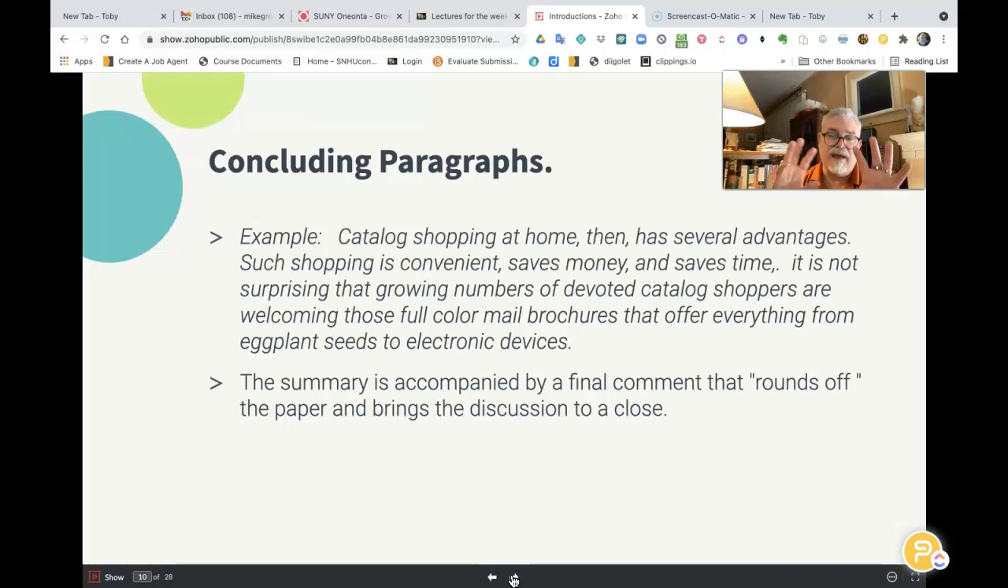The summary has that final comment that sort of rounds off the paper and brings the discussion to a conclusion. That's important because you don't want to add anything more. Once it's a conclusion, that means there's nothing that comes after, okay? It's like the end. And that's exactly what this is, the end. So in that sense, you will have brought the conclusion to focus and said, okay, here we are at the end and nothing more.